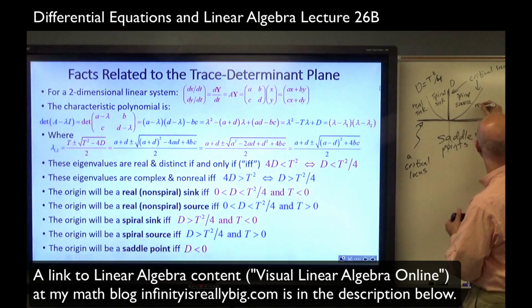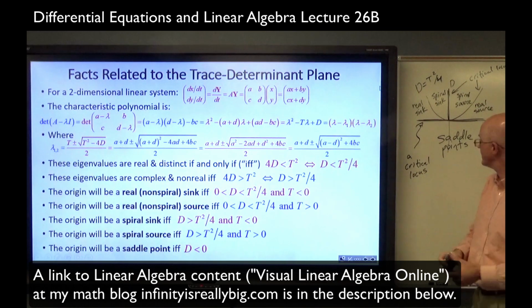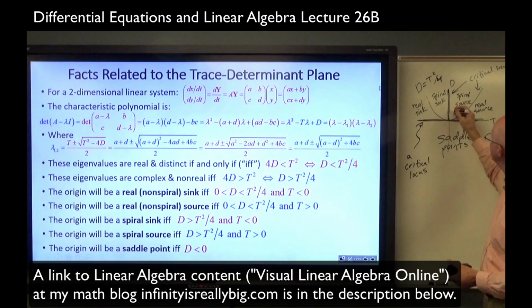And over here you've got a real source. But this description does leave out what happens on the critical loci. We actually did see what happens along the positive v-axis. There you get what's called a center. We saw that for the harmonic oscillator.